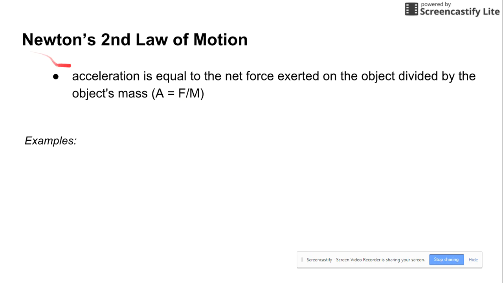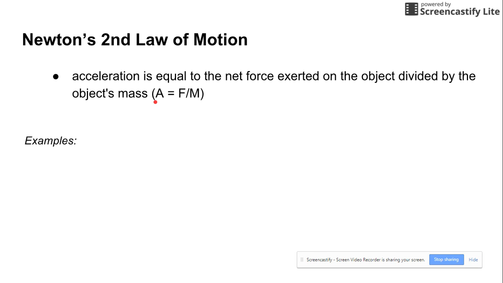Okay, Newton's second law of motion. This one's a little tricky. I just want you to write down the definition and draw yourself a picture today, and we will do a lot of this later. Newton's second law is acceleration, which is related to speed and force, is equal to the net force exerted on the object divided by the object's mass.